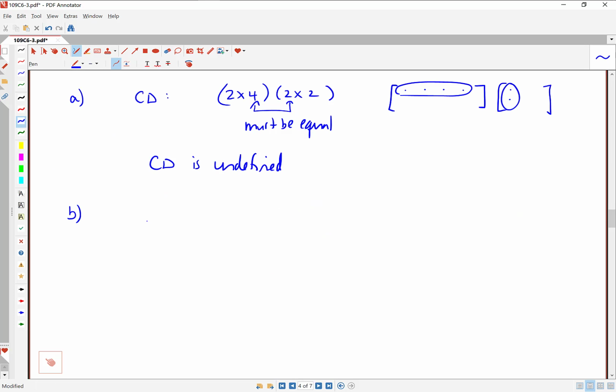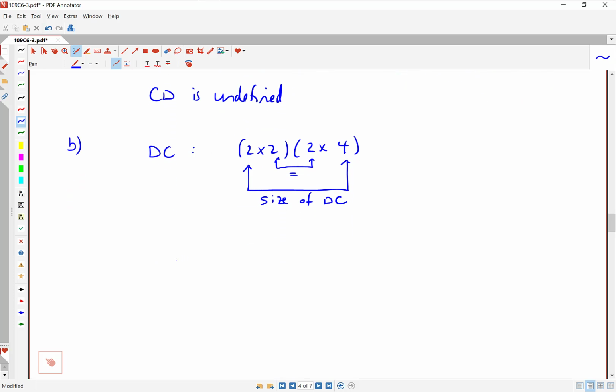Part B, we're going to do the calculation the other way around, DC. Well, D is 2 by 2. C is 2 by 4. The inner numbers are equal. That's good. That tells us that we're going to be able to do our multiplication. And the outer numbers are going to predict the size of DC. It's really helpful to know that in advance, because now I can say DC equals, and I know what the shape of DC is going to be. It's going to be a 2 by 4 matrix. So let's go ahead and figure out the numbers that go in here. I'm just going to copy D and C side by side so that we can see them. And we know the result is going to be 2 by 4.